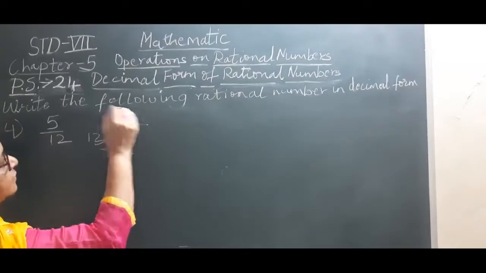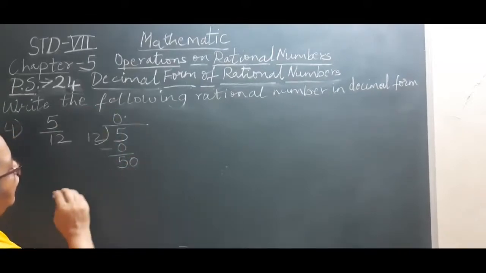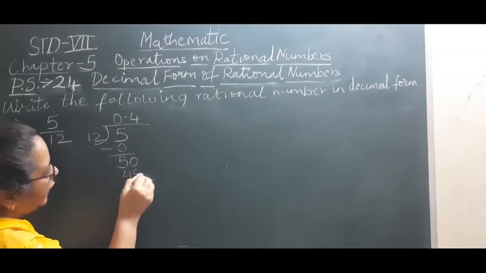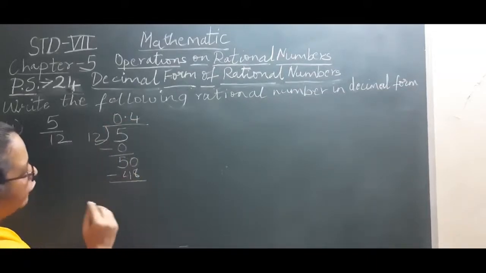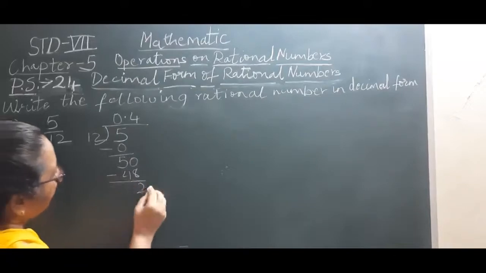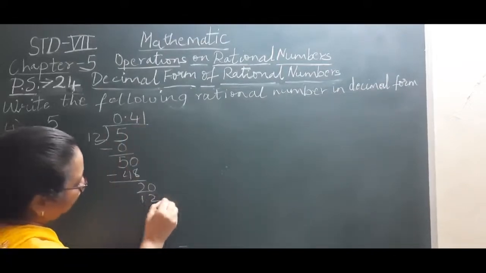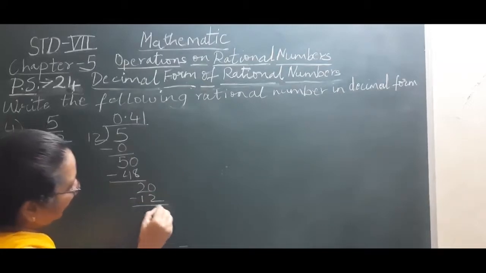Now we'll give a decimal and add a 0 here. So 4 12s are 48. Minus 48 from 50. So 2 is remaining. Again add a 0. 12 ones are 12. So what is remaining? 8.